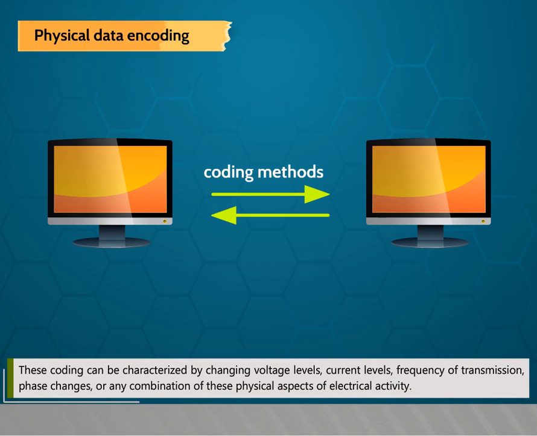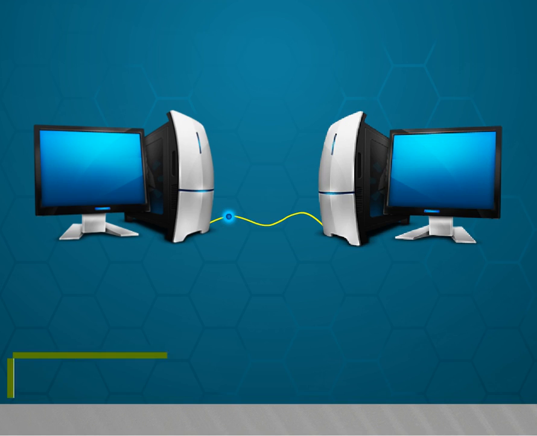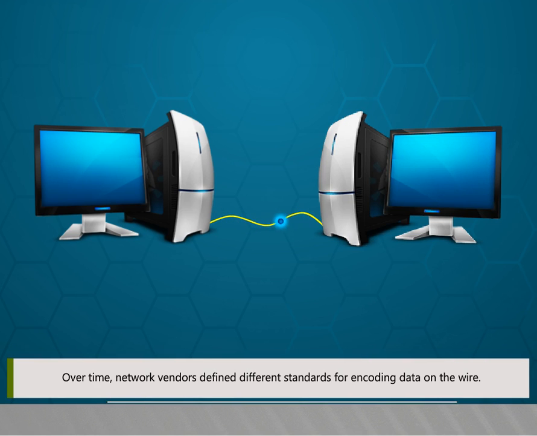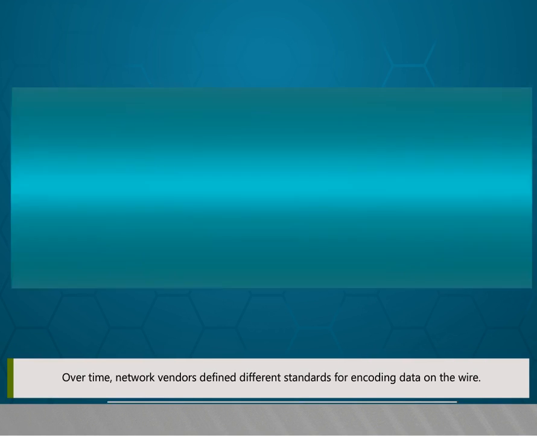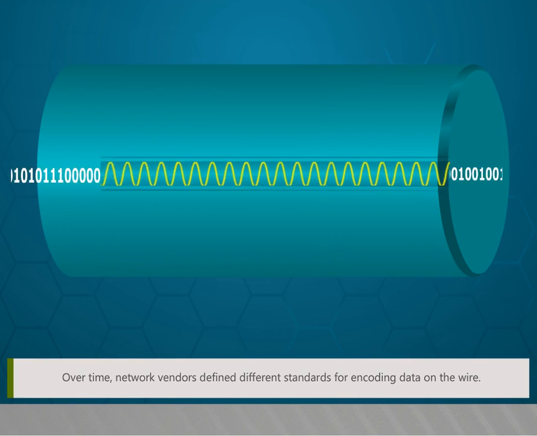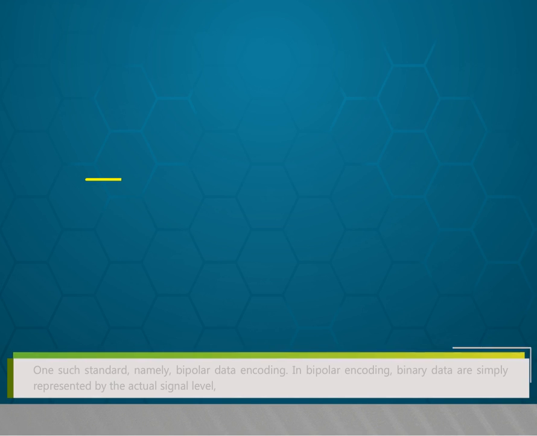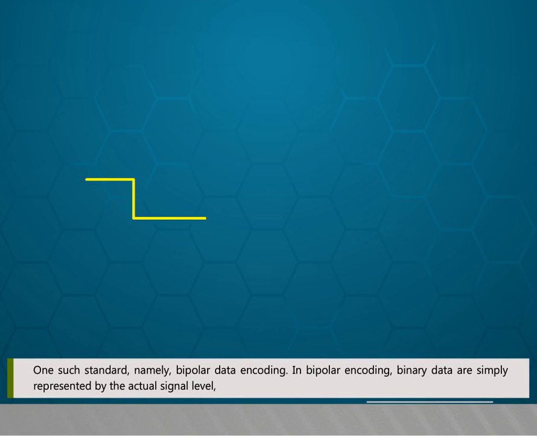These codings can be characterized by changing voltage levels, current levels, frequency of transmission, phase changes, or any combination of these physical aspects of electrical activity. Over time, network vendors defined different standards for encoding data on the wire. One such standard, namely bipolar data encoding.